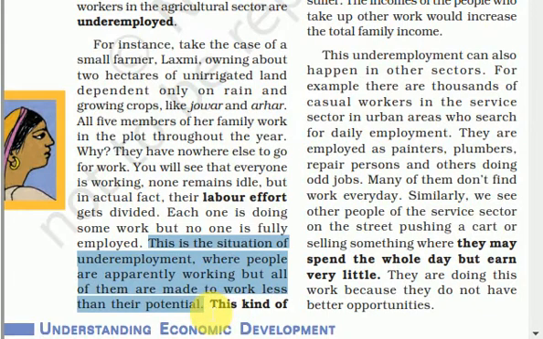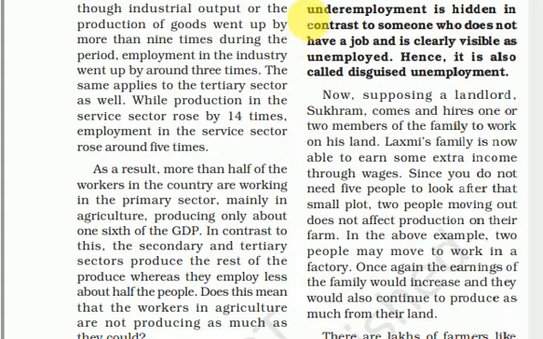So student, you can note down what is underemployment. When people are engaged in working less than their potential, this is called underemployment. A kind of underemployment is hidden, in contrast to someone who does not have a job and is clearly visible as unemployed. Hence it is also called disguised unemployment. So we can call it disguised unemployment when people are engaged in work less than their potential, or we can say when people are more available than required. That is called disguised unemployment.